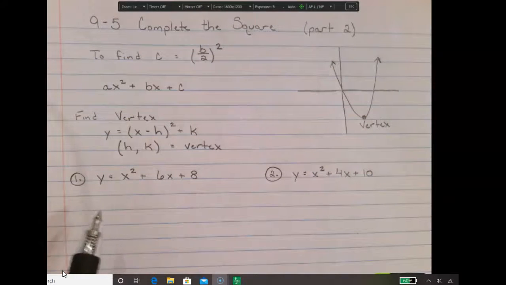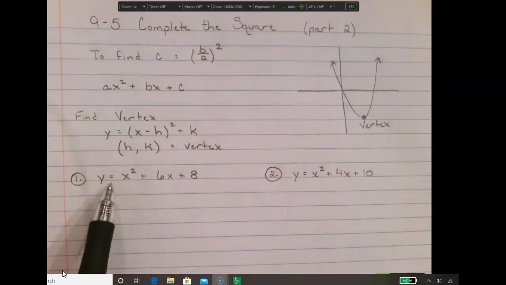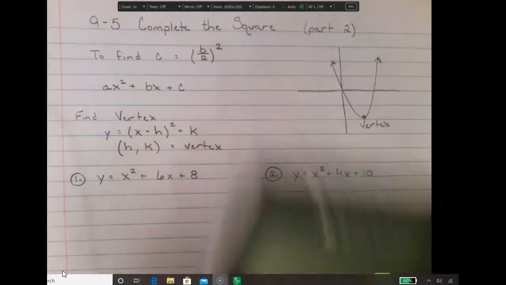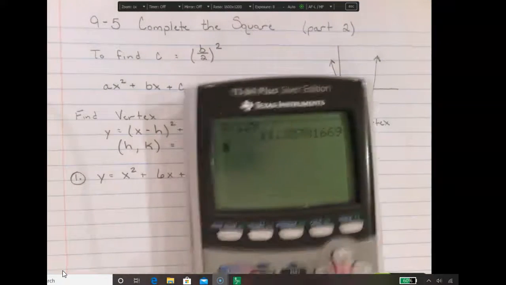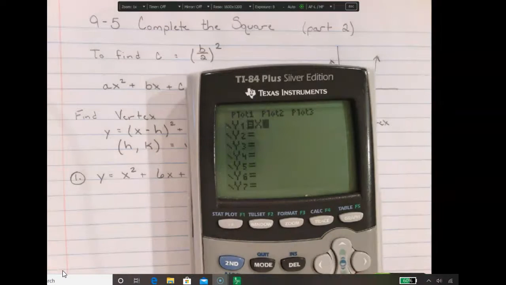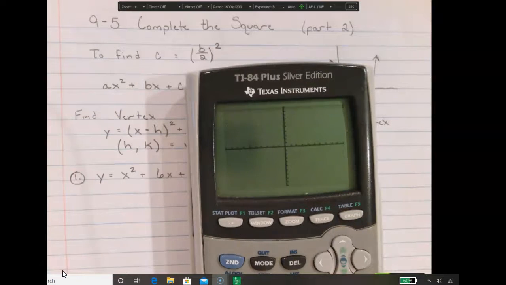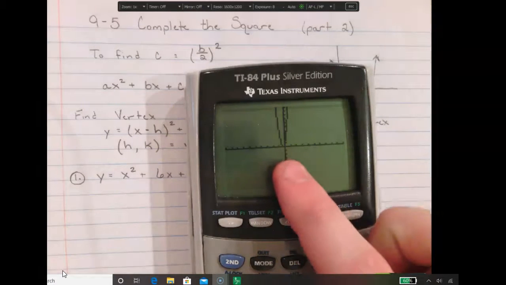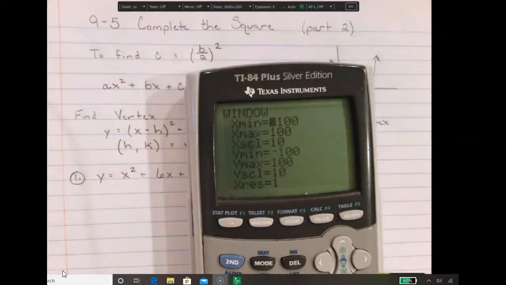So let's get started with our first equation. I'm given the equation y equals x squared plus 6x plus 8. We can see this if we take our calculators, go to our y equals, type in our equation, and then hit graph. When you graph this equation, you can see that the vertex is almost directly on the x-axis. I believe my window is still in that format we used the other day, so let me go through and change this to make it a little easier for us to see.